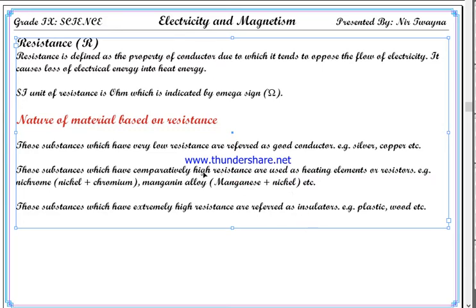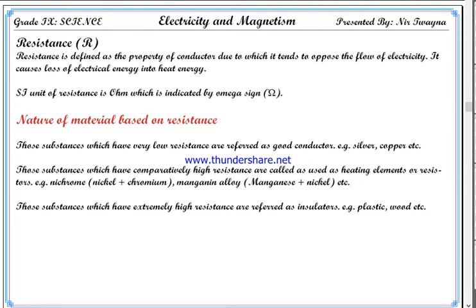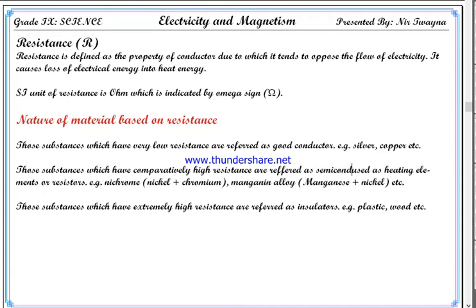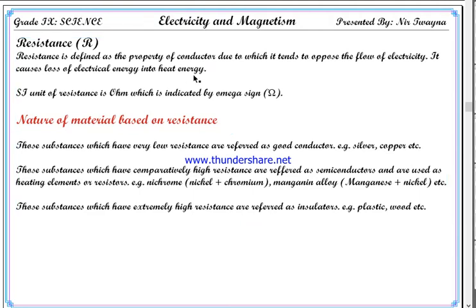Okay, here, substances with high resistance are referred as semiconductors, and are used as heating elements or resistors. Well, any confusion up here?